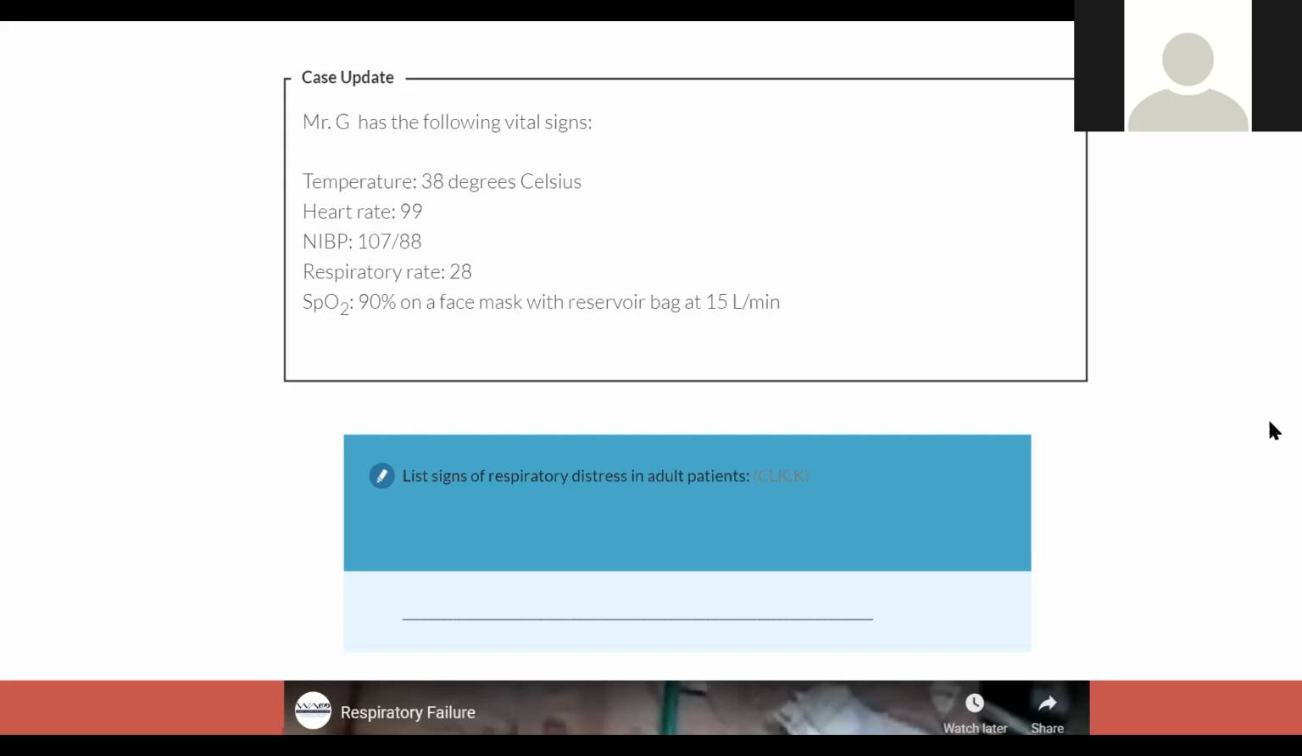So let's list a few signs of respiratory distress in this patient. You can put the answers in the chat. Everyone can put just two signs of respiratory distress in this patient. Okay, yeah, tachypnea, respiratory rate of 28. Okay, keep going. Yeah, high respiratory rate, okay.